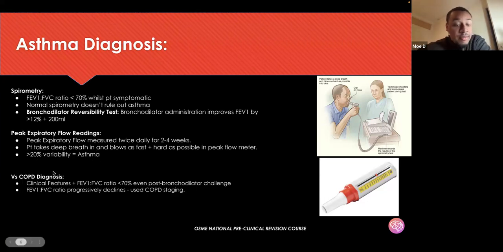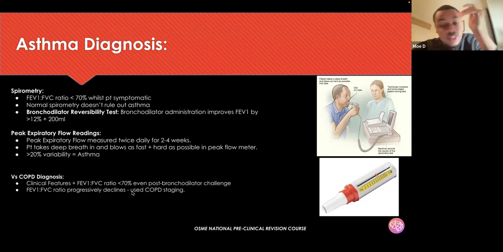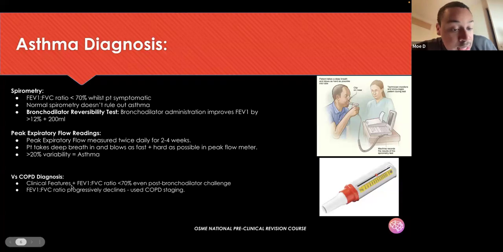And just to contrast it with COPD, the COPD diagnosis is made based on clinical features, and importantly, they usually perform the spirometer test, and the FEV1 to FVC ratio is less than 70%, and that's even after administering a bronchodilator. And also compared to asthma, because as we mentioned previously, it's irreversible and progressive, you see a progressive decline in the FEV1 to FVC ratio as the disease worsens. And this FEV1 to FVC ratio in itself is used to stage COPD.